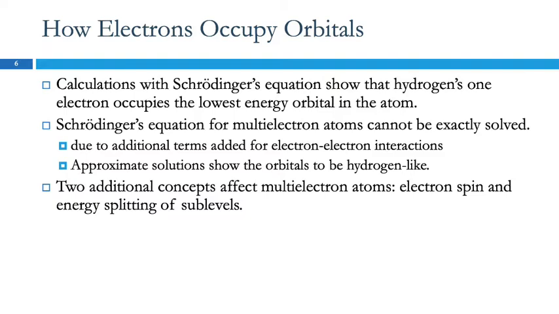When we look at multi-electron atoms, things get so complicated that you can't actually solve Schrodinger's equation, but we can have approximate solutions. They show that the orbitals of these multi-electron atoms are like hydrogen's orbitals. We have two additional concepts that can make things a little more complicated: electron spin and energy splitting.